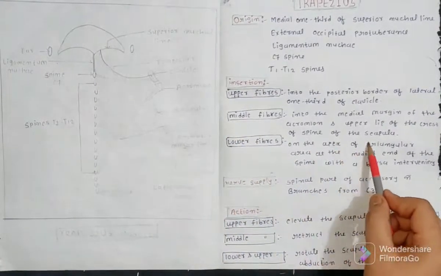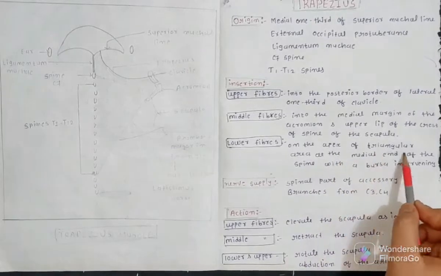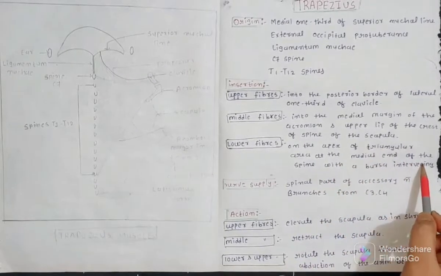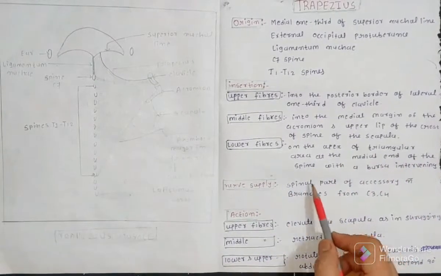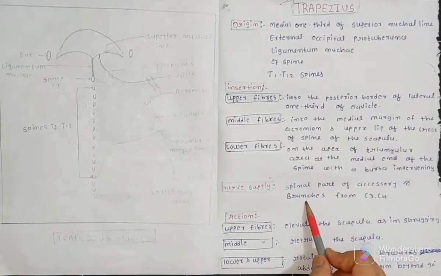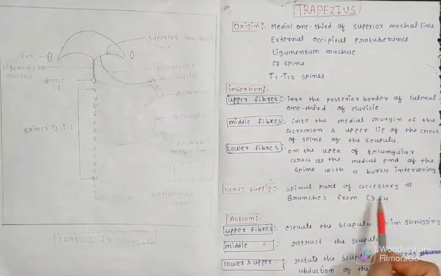Lower fibers insert on the apex of the triangular area at the medial end of the spine, with the bursa intervening. Nerve supply: spinal part of the accessory nerve and branches from C3 and C4.